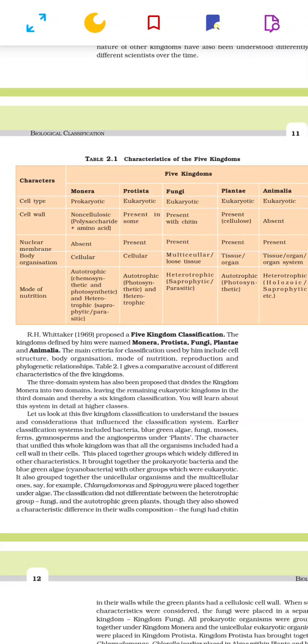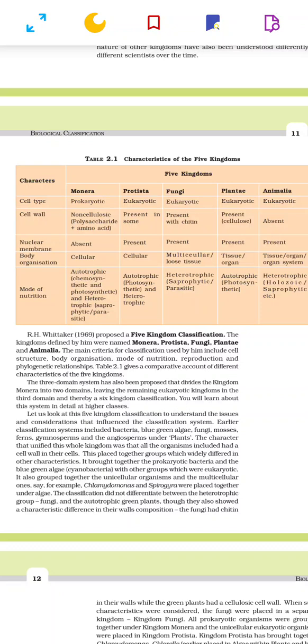So, R.H. Whittaker in 1969 proposed a five-kingdom classification. The kingdoms defined by him were named as Monera, Protista, Fungi, Plantae and Animalia. The main criteria for classification used by him included what? That included cell structure, body organization, mode of nutrition, reproduction and phylogenetic relationship. Table 2.1 gives a comparative account of different characteristics of the five kingdoms, as I told you before.